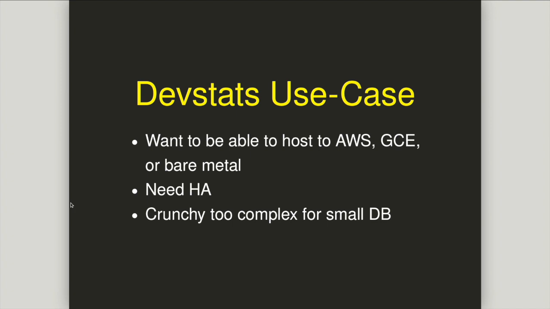For DevStats, we had some design goals. We wanted to actually be able to move it around because the Linux Foundation uses a lot of donated hardware and cloud time. And so when those donations run out, we move things. So we wanted to be able to move it from AWS and GCE, move it to bare metal if we wanted to. Needs to be HA because there is a full-time technical support staff of one.